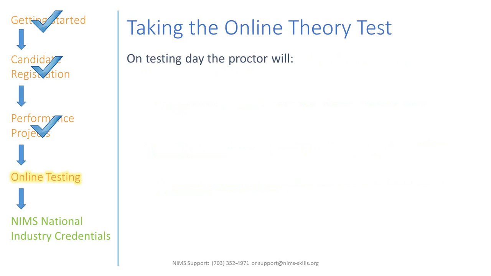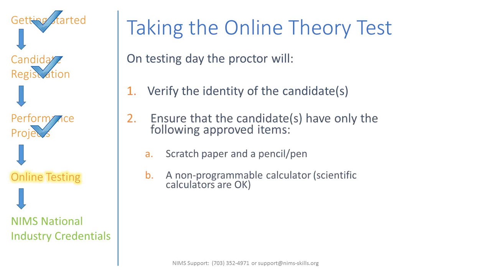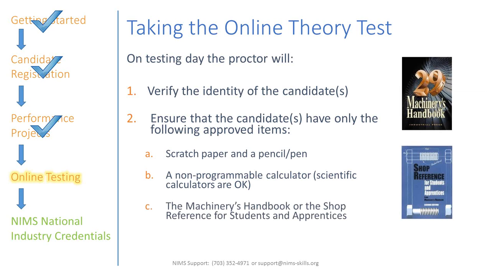On testing day, the proctor will verify the identity of the candidates and ensure that the candidates have only the following approved items: scratch paper and a pencil or pen, a non-programmable calculator (scientific calculators are okay), and the Machinery's Handbook or the Shop Reference for Students and Apprentices.